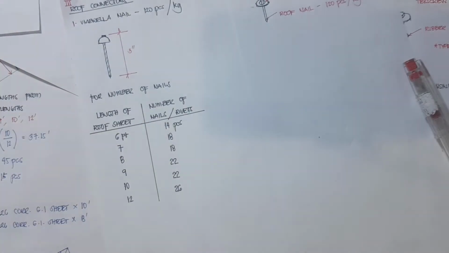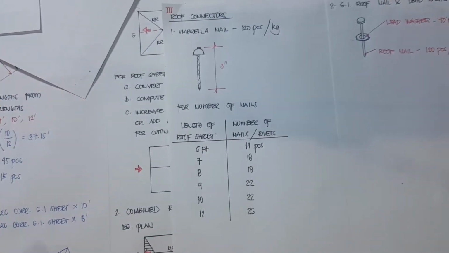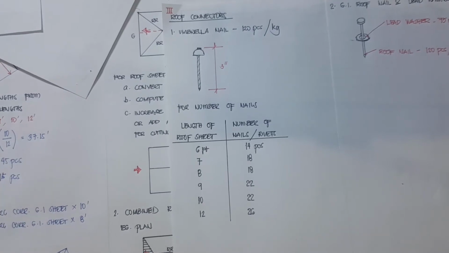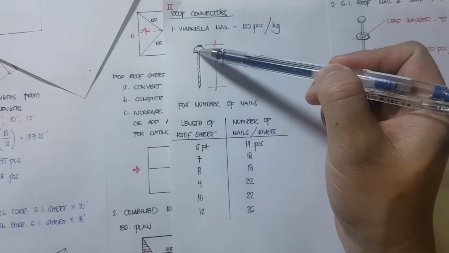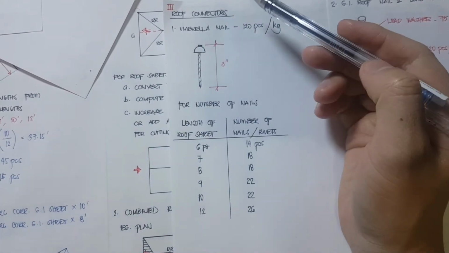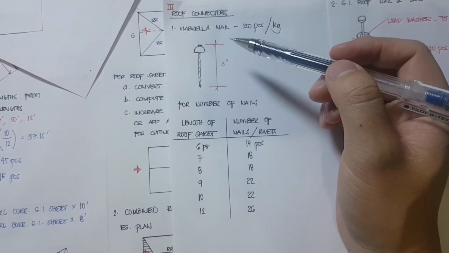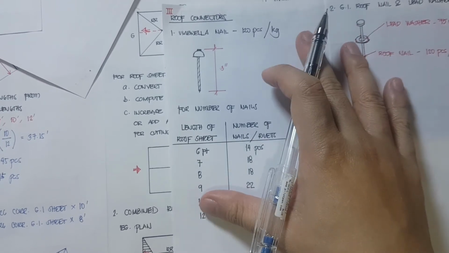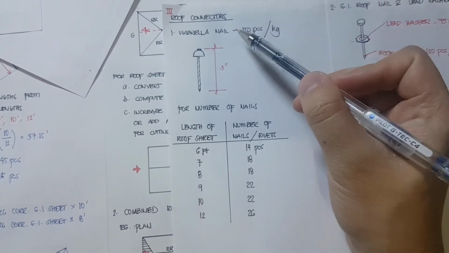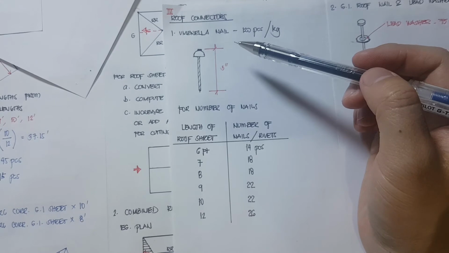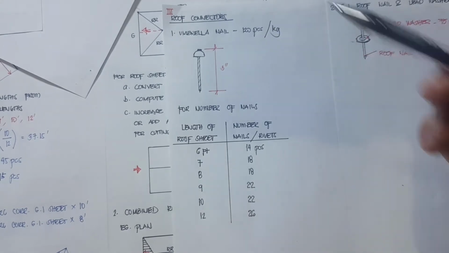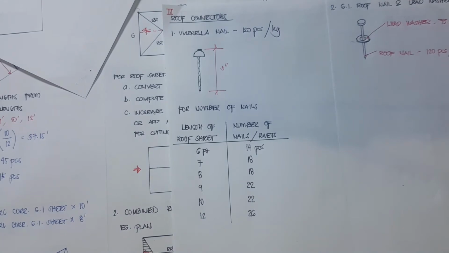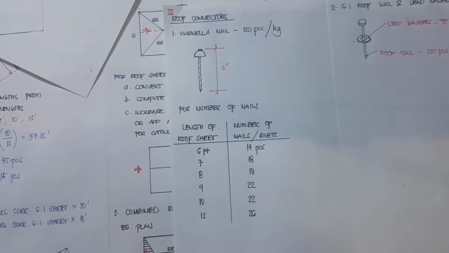Next would be the roof connectors. So for the roof connectors, we have the umbrella nail. Now for the umbrella nail, as you can see, you have there an umbrella. That is to prevent cracking of your GI sheets, no? That is to distribute the load. Okay? Umbrella nail, ginagamit to if we're going to fasten GI sheet on a timber. Okay? Hindi pwedeng magamit sa bakal yan. Yung purlin, pag bakal, hindi pwede.